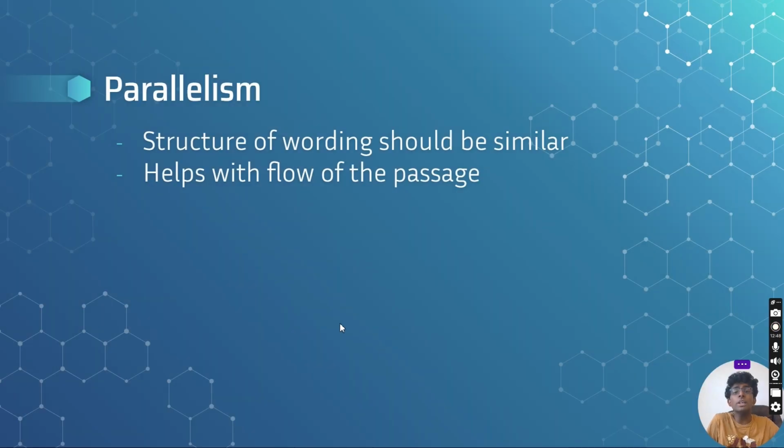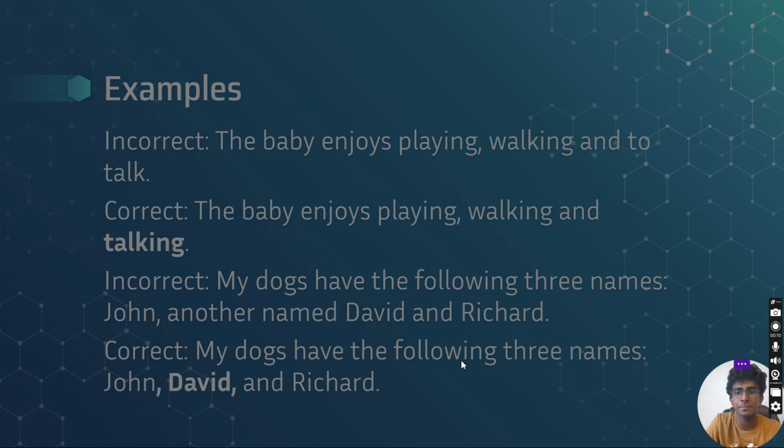All right, parallelism. This is basically about the structure of wording. It should be similar in a passage, kind of echoing back to tense, where you want to have the same tense. So if you're using past tense, you need to keep that, unless you're changing tense in a later paragraph or something, but it shouldn't be in the same paragraph. That doesn't make sense. Okay, so parallelism helps out with the flow of the passage. So when you're having the same tense, it helps it all make sense, because obviously with different tenses, the flow is going to be choppy and it's not going to make as much sense.